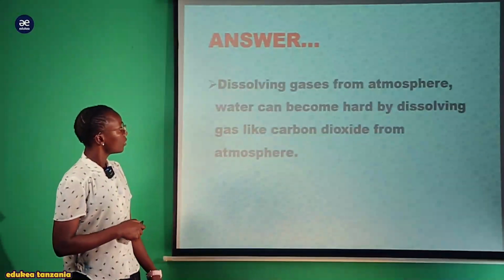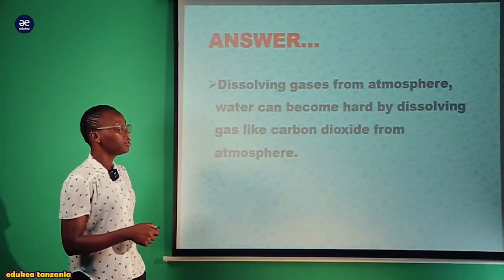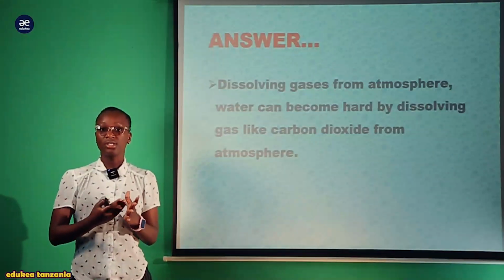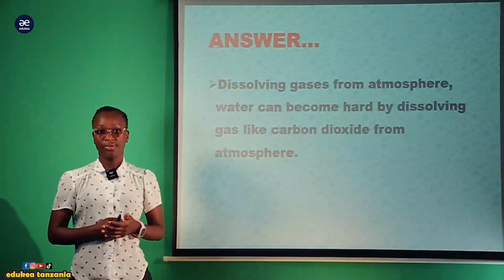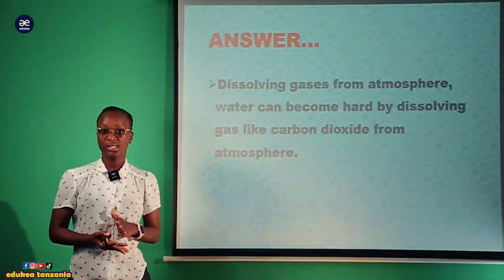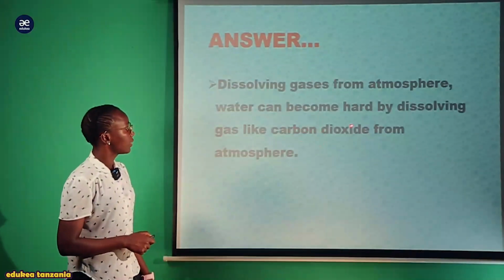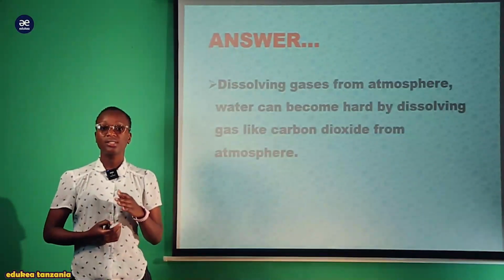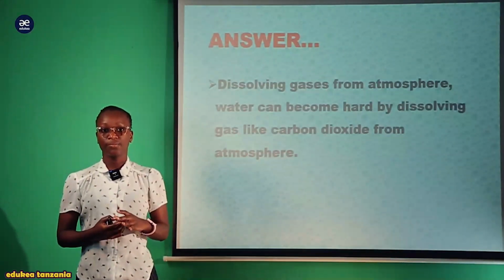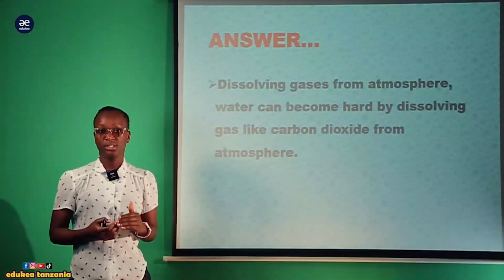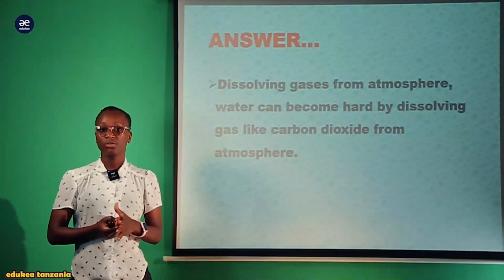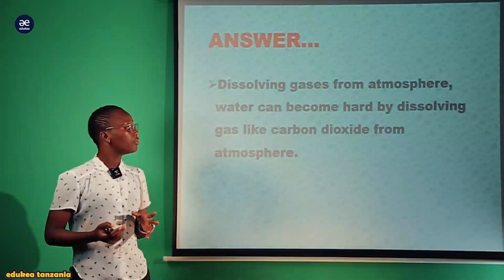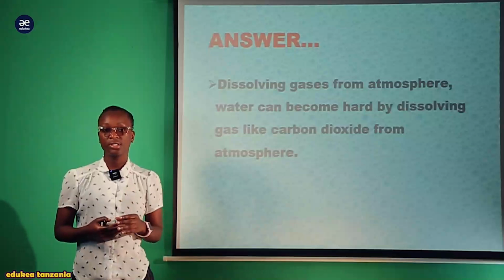But another is dissolving gases from the atmosphere. Some water undergoes hardness because of dissolution that occurs in the atmosphere. You can see that water dissolves different gases. For instance, we have carbon dioxide from the atmosphere. Carbon dioxide from the atmosphere, once it reacts with the rain, with the precipitation, obviously it leads to this formation of hardness of water, because the water becomes contaminated with these impurities or these elements which influence hardness of water.